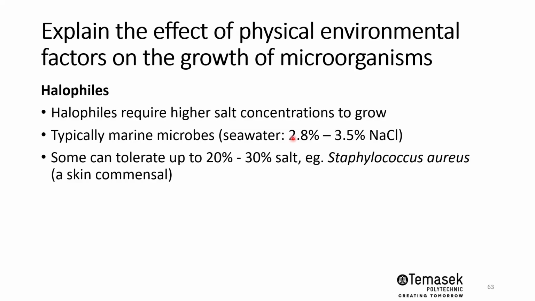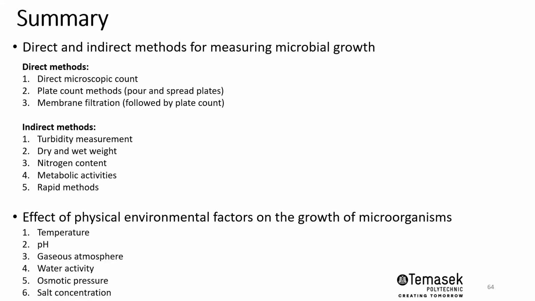Okay, so here's a summary of what we have covered in part 2 of this e-lecture for topic 4. We looked into direct and indirect methods for measuring microbial growth. Some of these direct methods include direct microscopy count, often done with a hemocytometer and a light microscope. We also looked at plate count methods, often complemented by pour and spread plates.